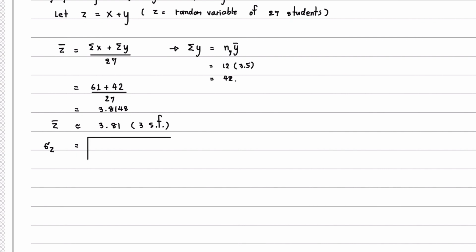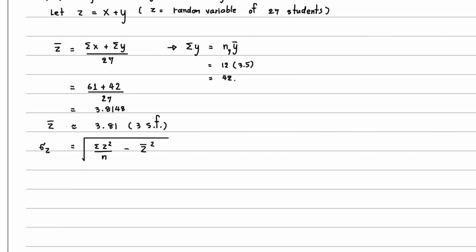Sigma Z will be the square root of summation Z squared divided by n, minus Z bar squared. Now we have to find summation Z squared. So this will be summation X squared plus summation Y squared, divided by 27, minus Z bar squared. We can see that summation Y squared is something we have to find from here.